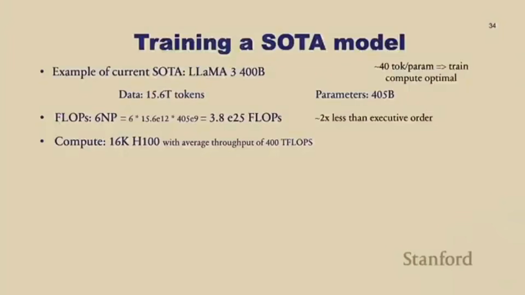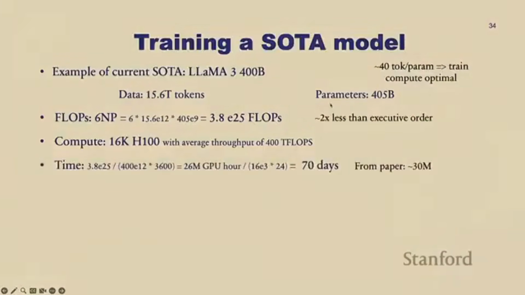Okay. Compute, we know that they trained it on 16,000 H100s, and we know the throughput they got. So if you do the computation, it takes around 70 days, or 26 million GPU hours. At least that's with my back-of-the-envelope computation. They actually said that they used 30 million instead of 26 million GPU hours. So maybe they had some challenges. I don't really know. But if you follow the simple computation, it's around 70 days.